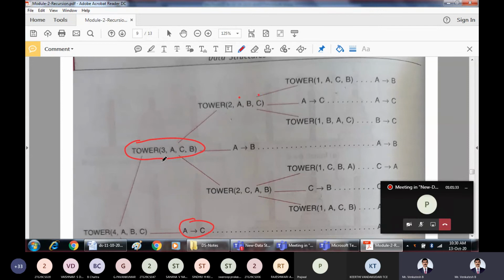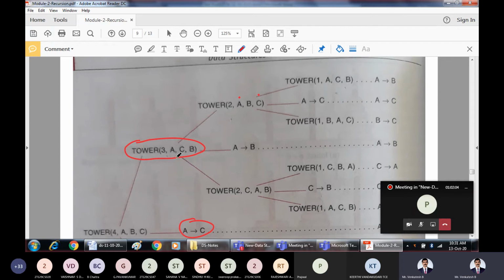Simple procedure, a 3-step procedure. What the first step says: take the n minus 1 disks and move them from source to auxiliary. What is source? A is source. What is auxiliary? C is auxiliary or temporary. So that's what I have written: move the top n minus 1 disks from A to C, keeping B as auxiliary. What is the second step? Take the disk and move it from source to destination, from A to B.